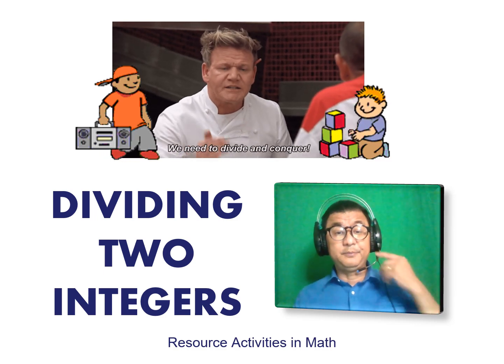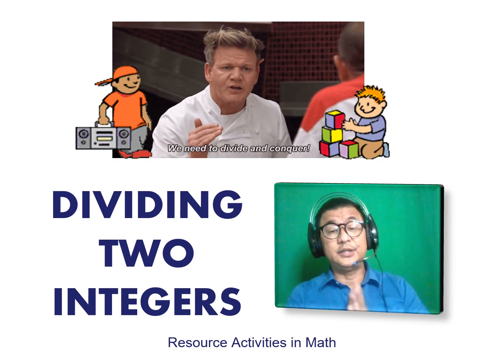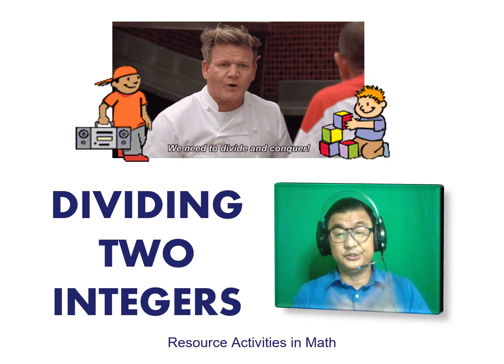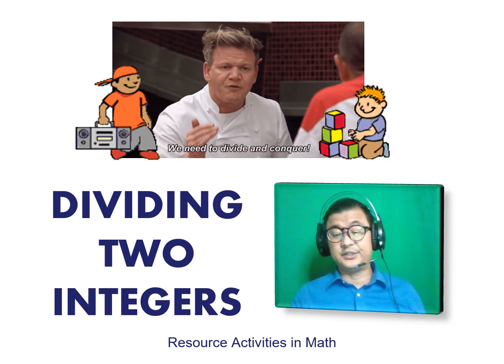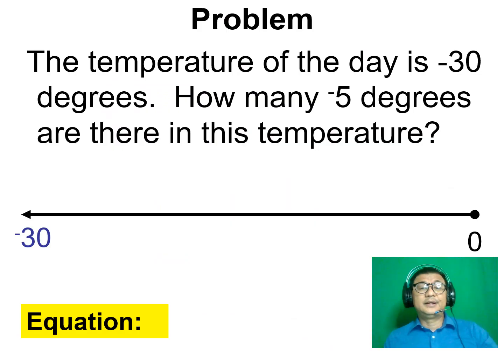After studying multiplication of integers, today we're going to divide integers. Be sure there are two integers, okay? Now, let's start with a problem. The temperature of the day is negative 30 degrees. How many negative 5 degrees are there in this temperature?